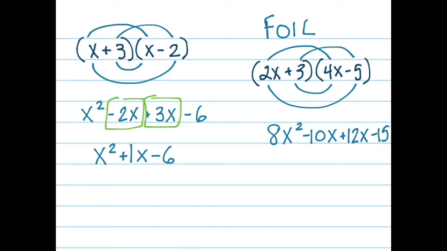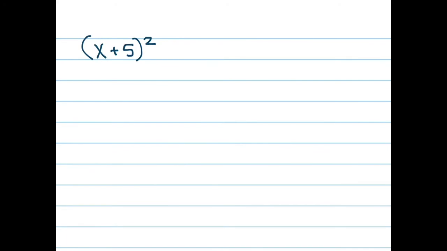So we're right back to what we were doing before, looking for our like terms to combine. I have an x term and an x term in the middle. And we are going to be left with 8x squared. Negative 10 plus 12 is positive 2x. And our negative 15 just comes along. All right, so we might come across something that looks like this.